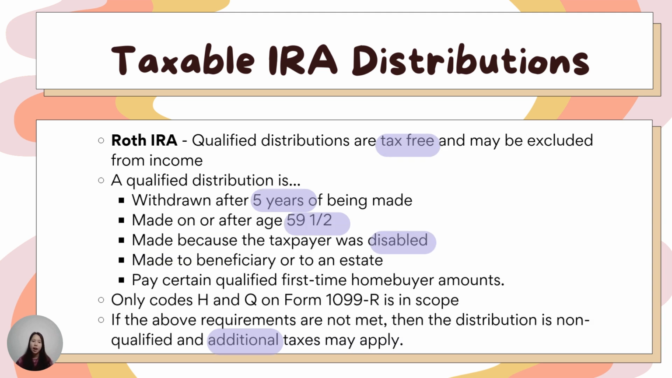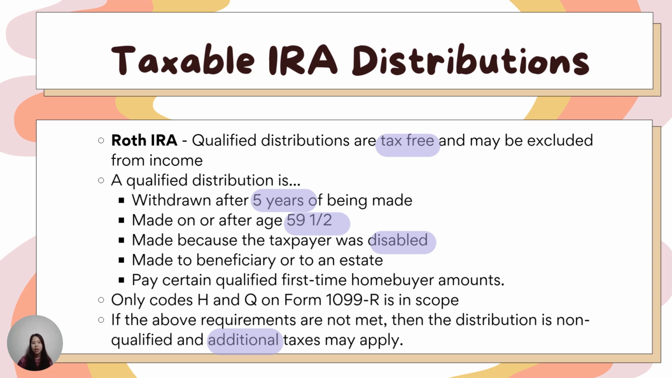The next IRA distribution that you need to know about is the Roth IRA. These are qualified distributions that are tax-free and may be eligible to be excluded from income. A qualified distribution basically means you're eligible to take money out. Any money you take out of a retirement plan is a distribution. But what qualifies as a qualified distribution for a Roth IRA means that you won't have to pay tax when you pay it out.